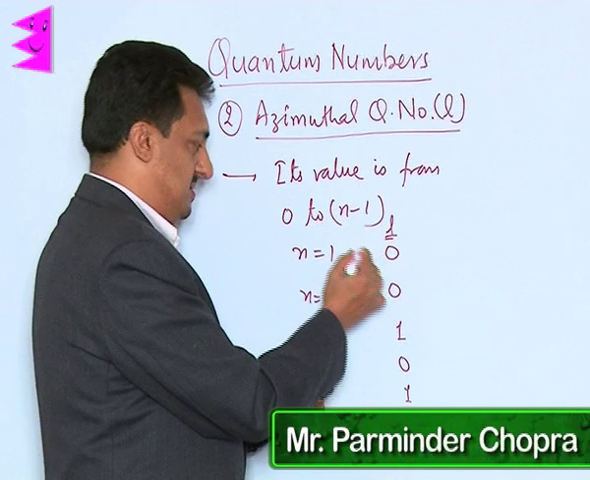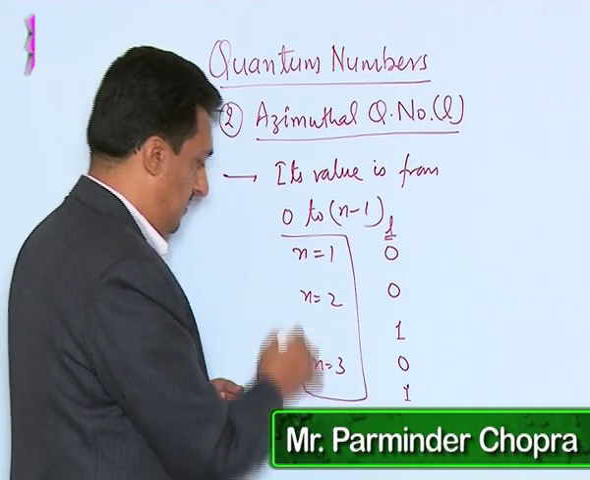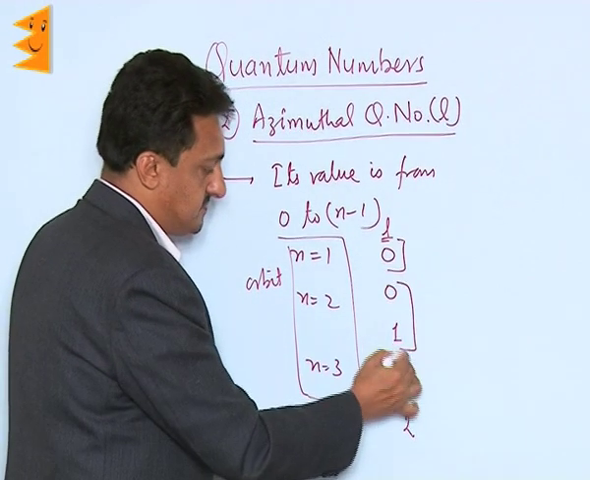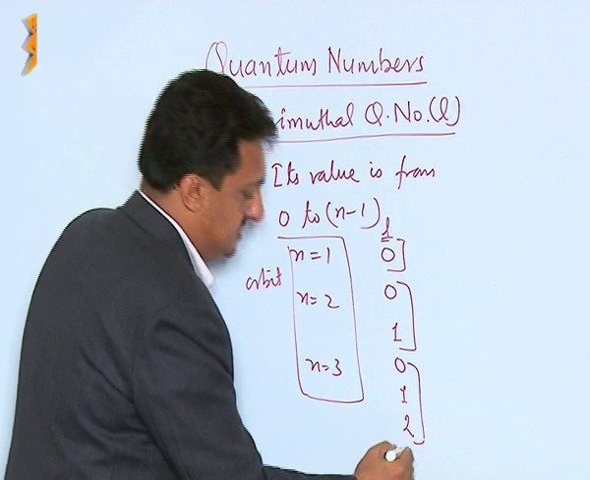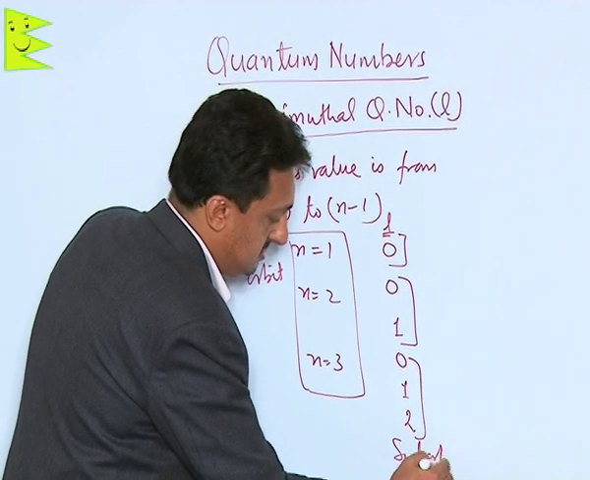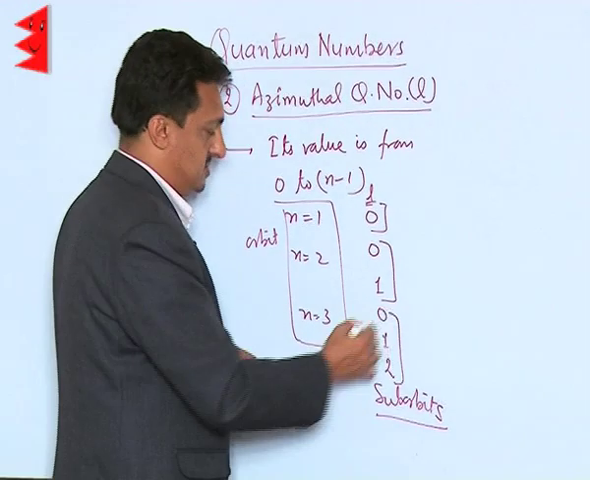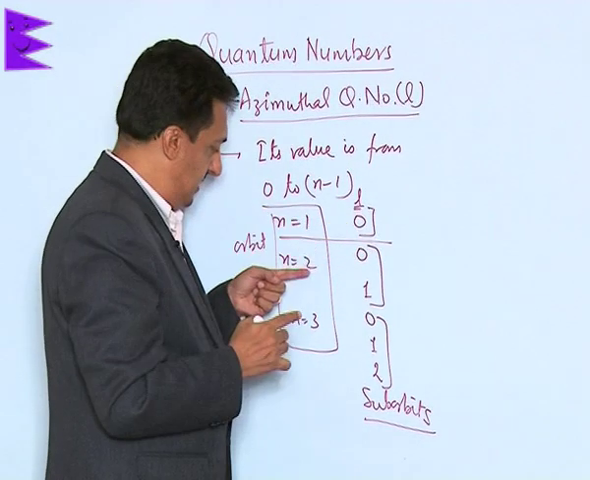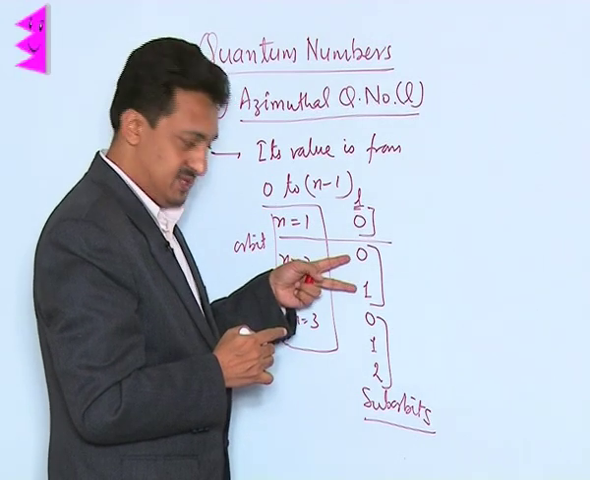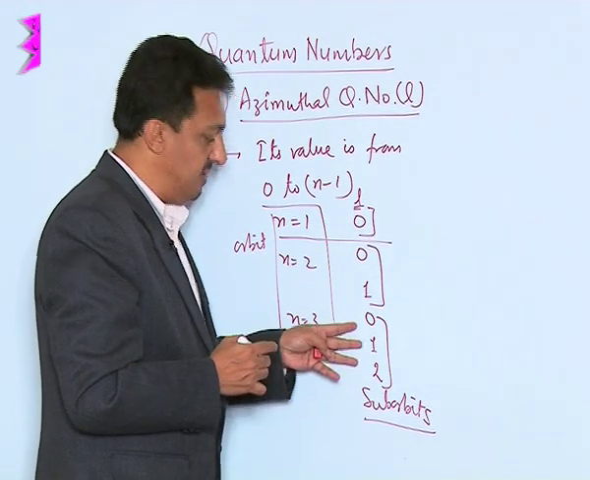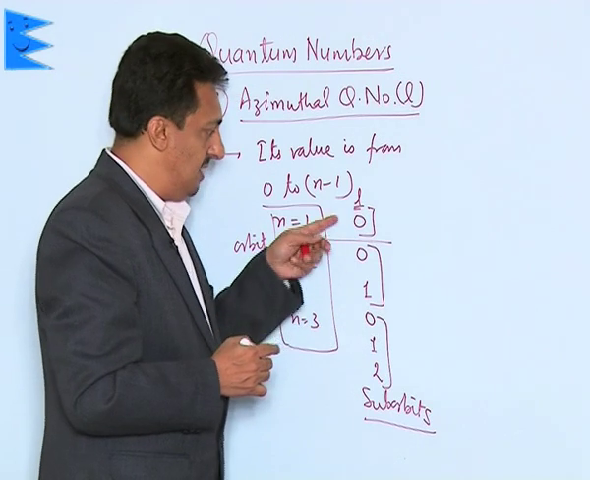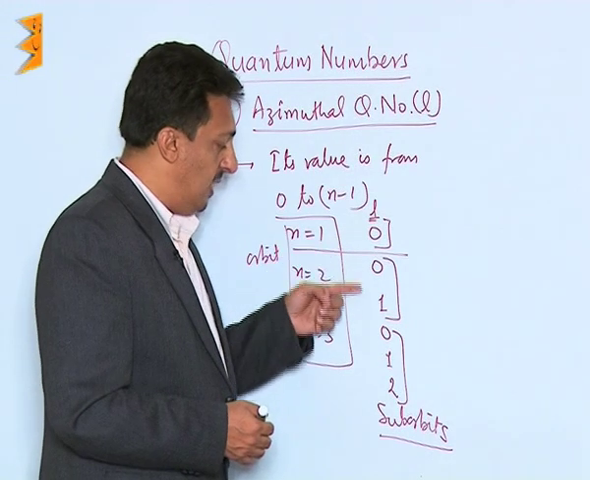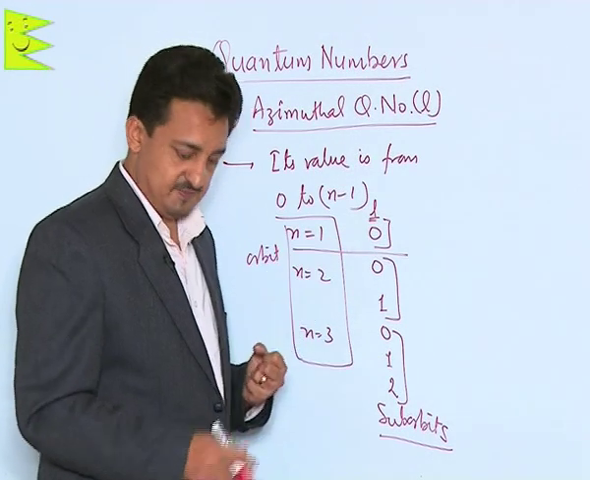So what we can find is, see, this is your orbit, and these are your suborbits. So what we find is, first orbit has one suborbit, second orbit has two suborbits, third orbit has three suborbits, which are numbered as 0, 0, 1 and 2. Let us see what these 0, 1, 2 and other values of l signify.